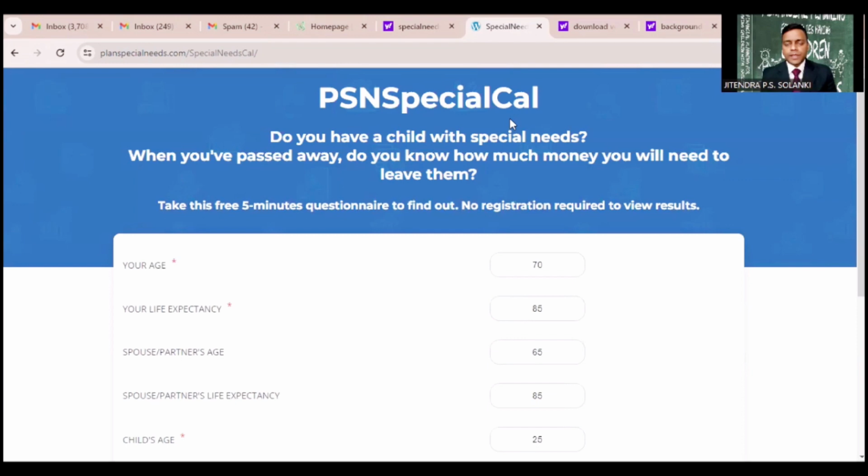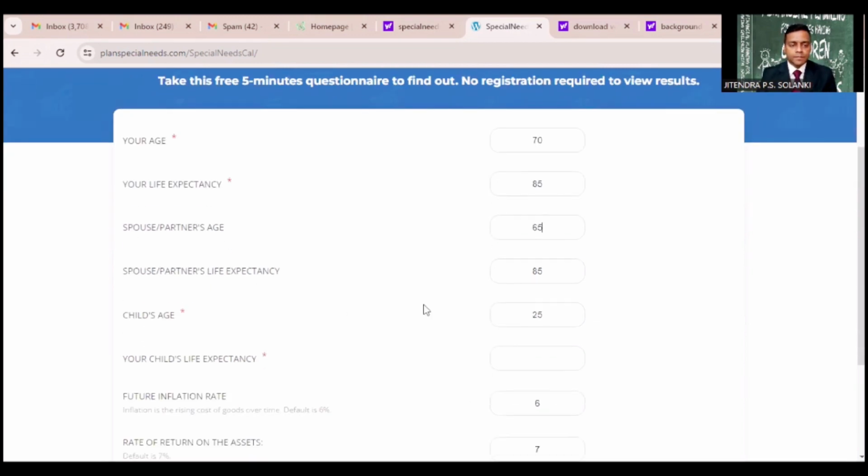Now we are going to work on the variables to see how this calculator works. First of all, your age, that is the parent's age. Let's say it's 70 now. The life expectancy, how many years you think you're going to live. Let's say 85. Spouse or partner's age: let's say it's 65 today. Again, life expectancy, I assume it to be 85.